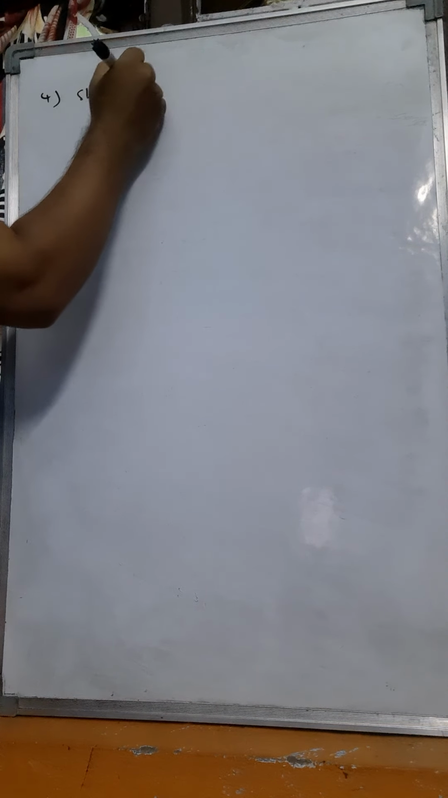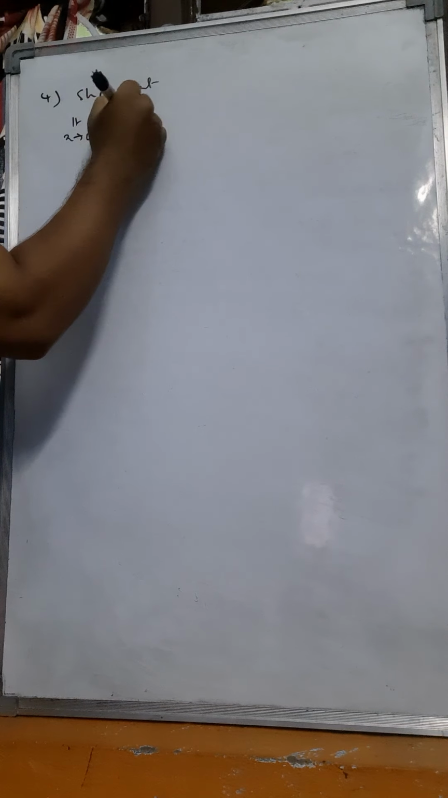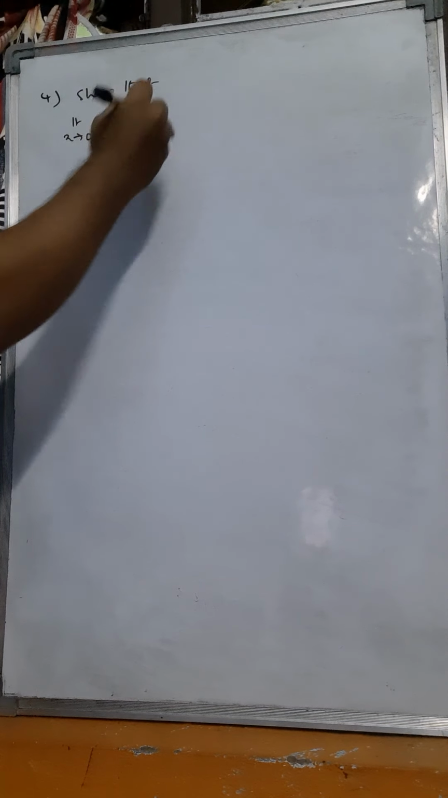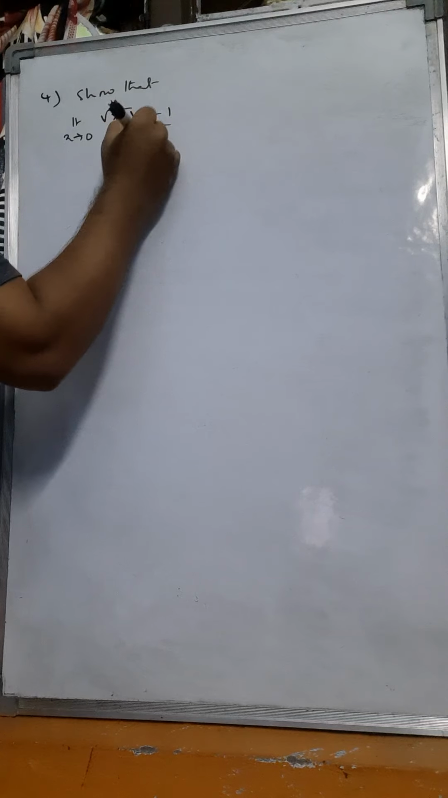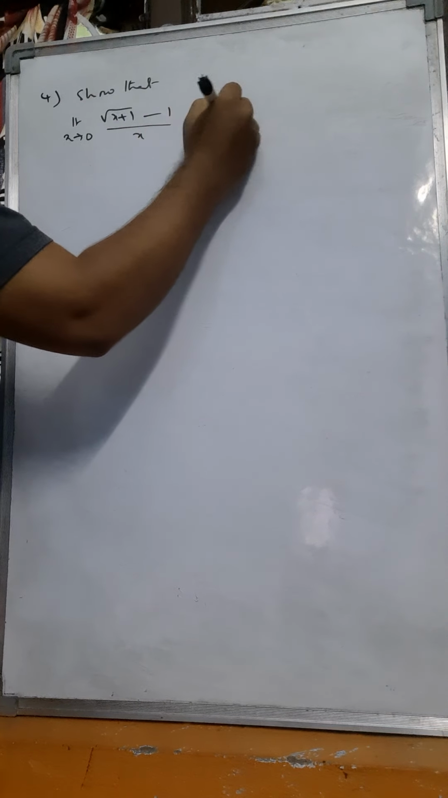Next, fourth one, show that limit x tends to 0, (root x plus 1 minus 1) by x is equal to 1 by 2.